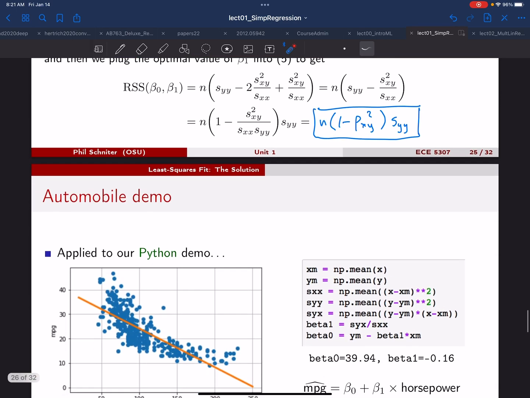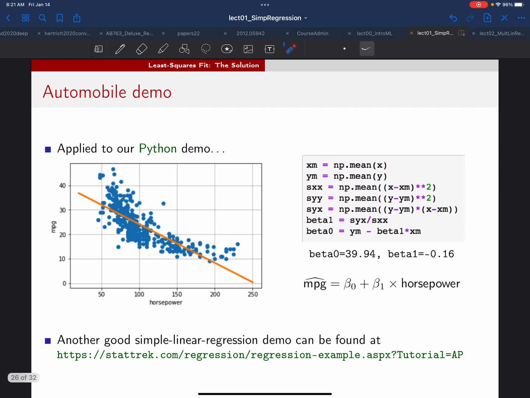Okay, so we now have our equations. We can return to our automobile demo where we're predicting miles per gallon from horsepower. This is our data set. We can compute the mean. This is NumPy mean. It just takes that vector x and averages the values in it. And then we're doing NumPy mean on the difference between x and its mean squared. That gives us SXX. And then we have similarly SYY. And then similarly again, we can make the vector y minus its mean, multiply pointwise times the vector x minus its mean, and take the mean of that. That gives us SXY or SYX.